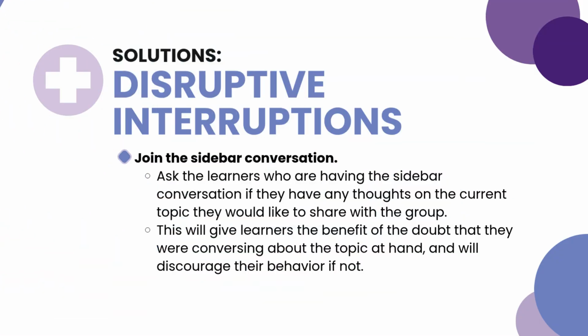Here are some solutions for managing disruptive interruptions in the learning environment. Join the sidebar conversation. Ask the learners engaged in the outside conversation if they have any thoughts on the current topic they would like to share with the group. This will give the learners the benefit of the doubt that they were conversing about the central topic and will discourage the behavior if that wasn't the case.